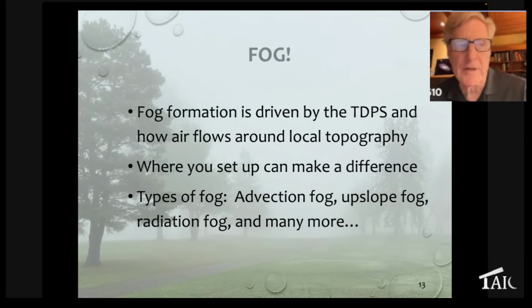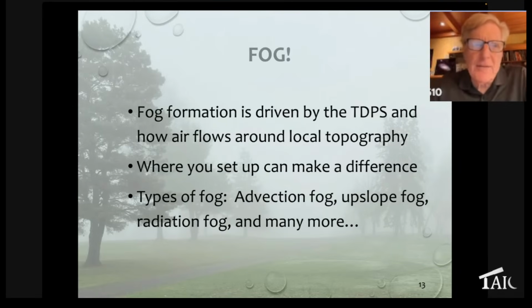Advection fog is when cold, moist air flows from over water over land. There's upslope fog when air rises and adiabatically cools as it goes up the slope, and you can get fog from that. Radiation fog happens on a really clear night when radiation to the sky can cool the air. And there's probably 3 or 4 other kinds of fog, but this isn't a weather course. So I'm not really trying to educate everybody on all the different kinds of fog. But there are different kinds of fog that can affect your imaging.